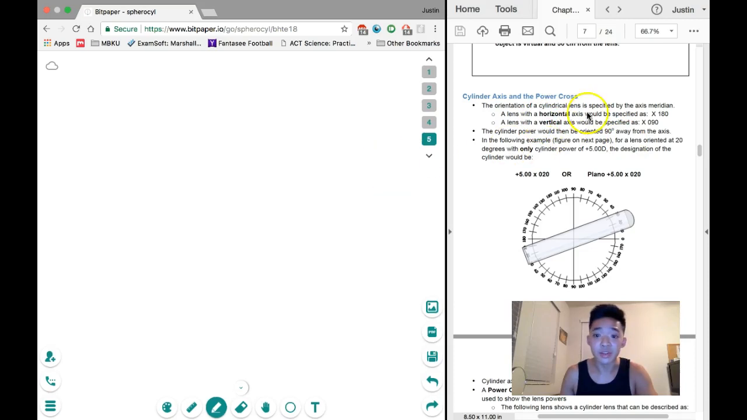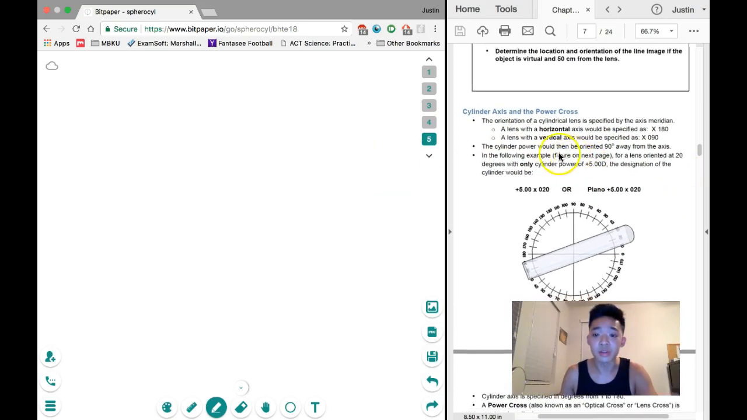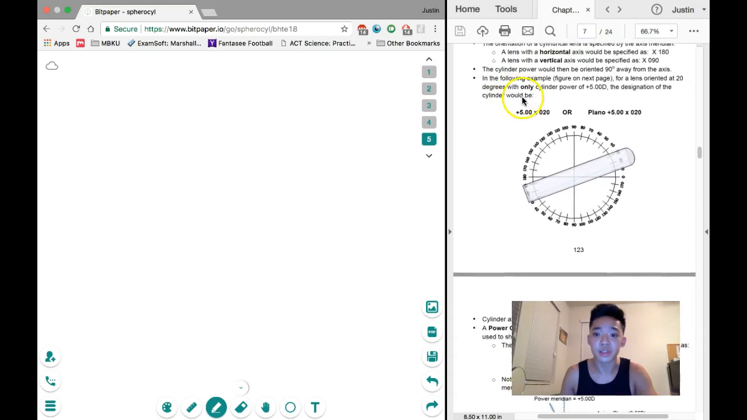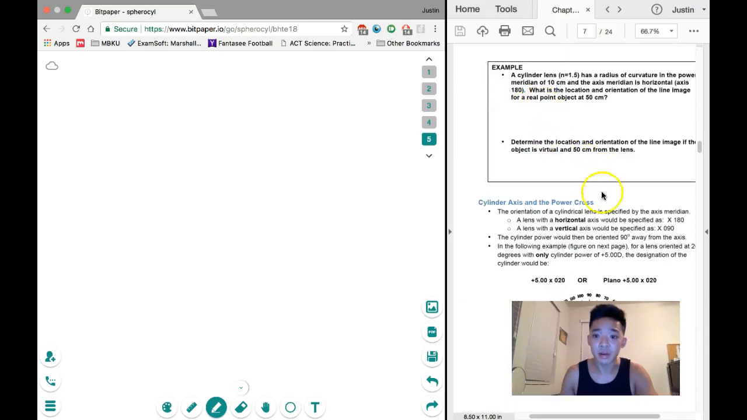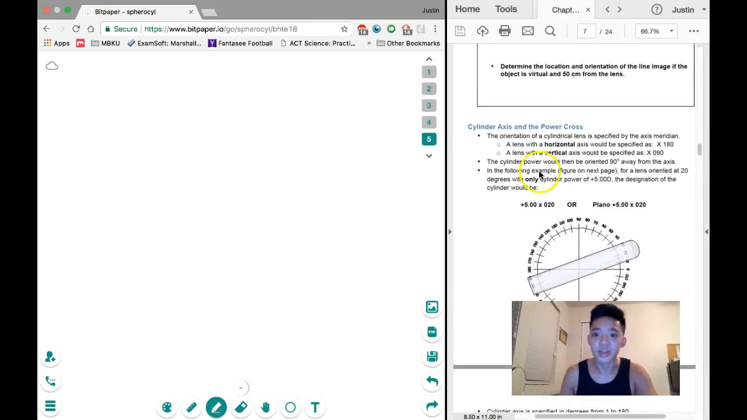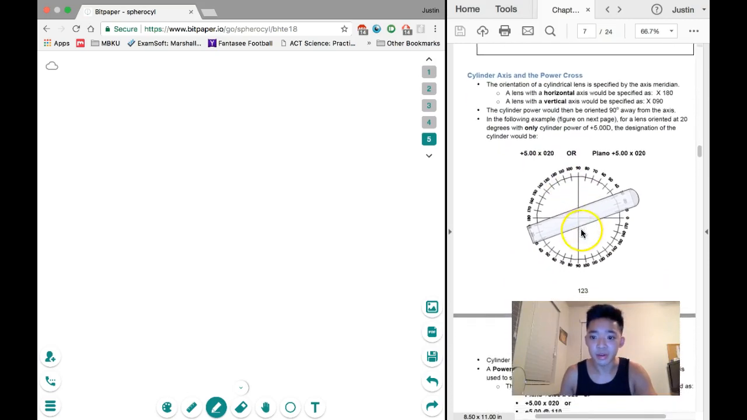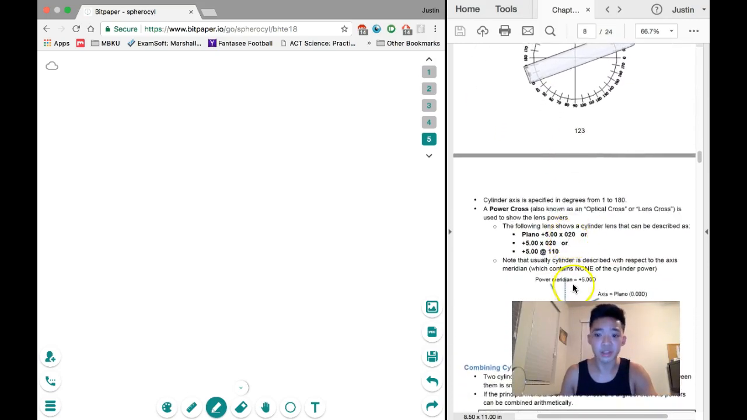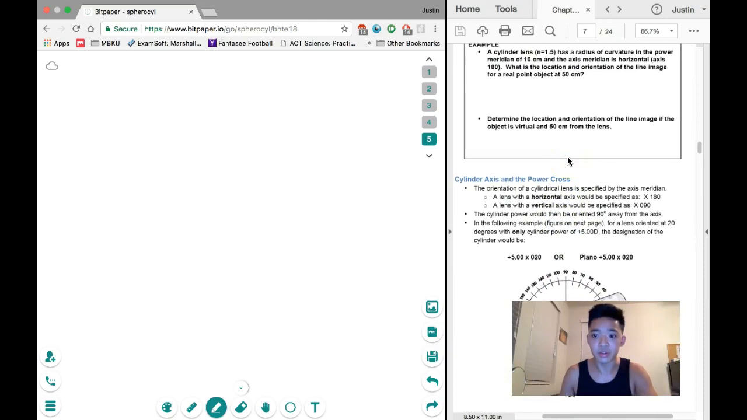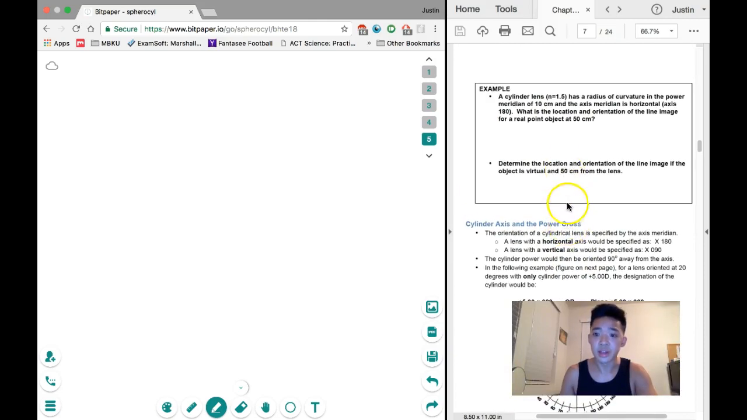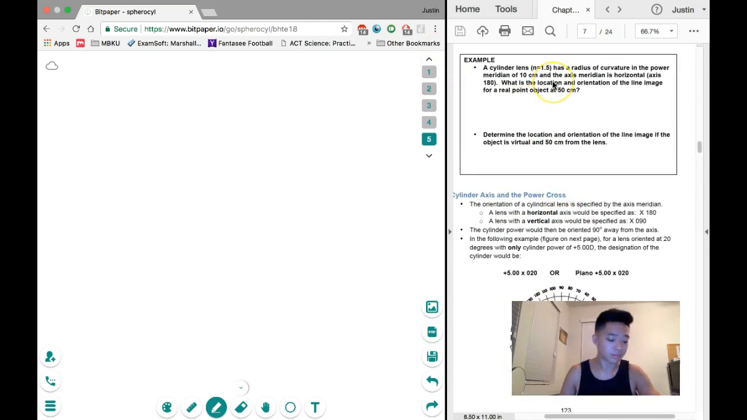So this video, I'm actually going to just go over this section called cylinder axis and the power cross. This just explains the convention of how you're going to describe the spherocylinder stuff. And then at the end, we're going to go through this problem.